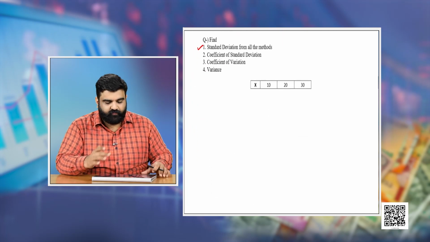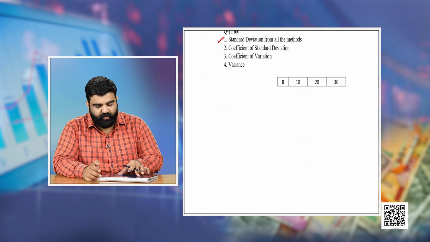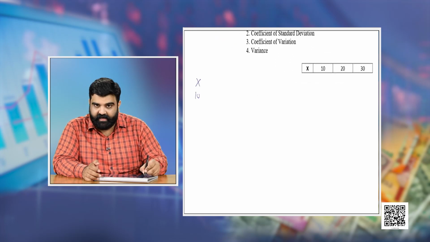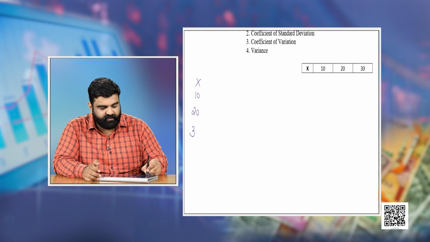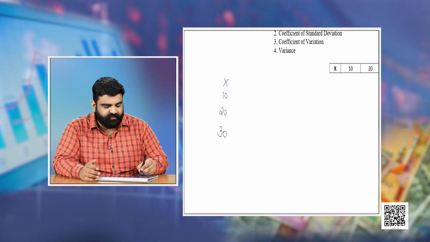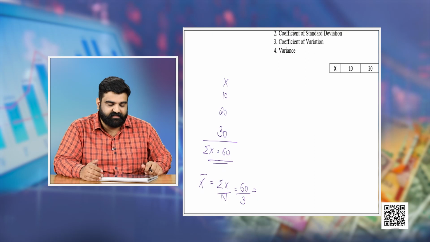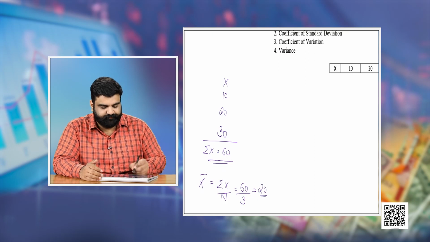First of all, we have this question in which x is 10, 20 and 30. Let us solve this question by the direct method. Let us calculate the mean first. The sum of x will be 60, and the mean of the series will be sigma x by n, which is 60 upon 3, because the number of items in this series is 3. So, this will be 20.